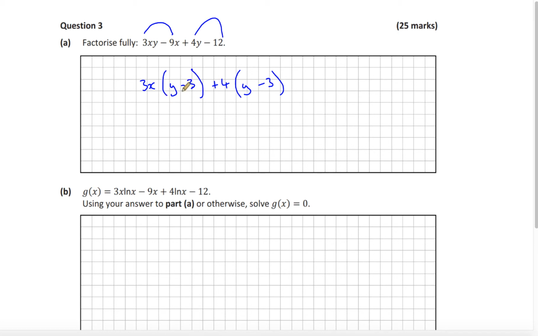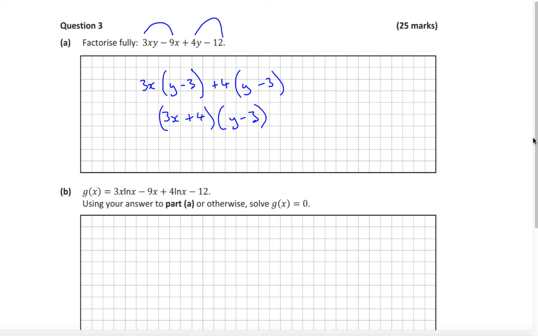And what I have then is a common multiplier here. I've got y minus 3 and y minus 3 here. So I've got 3x multiplied by y minus 3 plus 4 multiplied by y minus 3. So I can actually write that as 3x plus 4, both of them multiplied by the same thing, y minus 3. So I can write it like that. Okay, so that's it factorized fully now, into brackets.